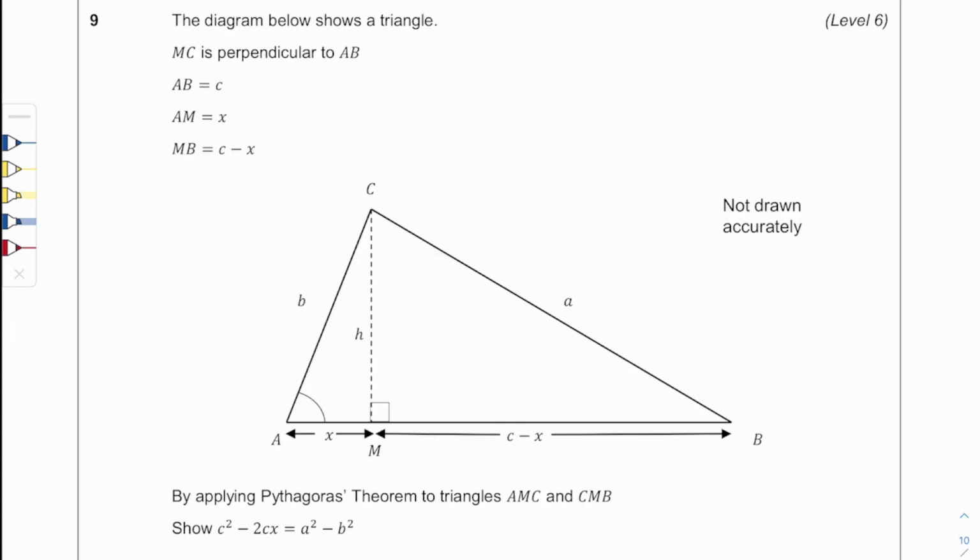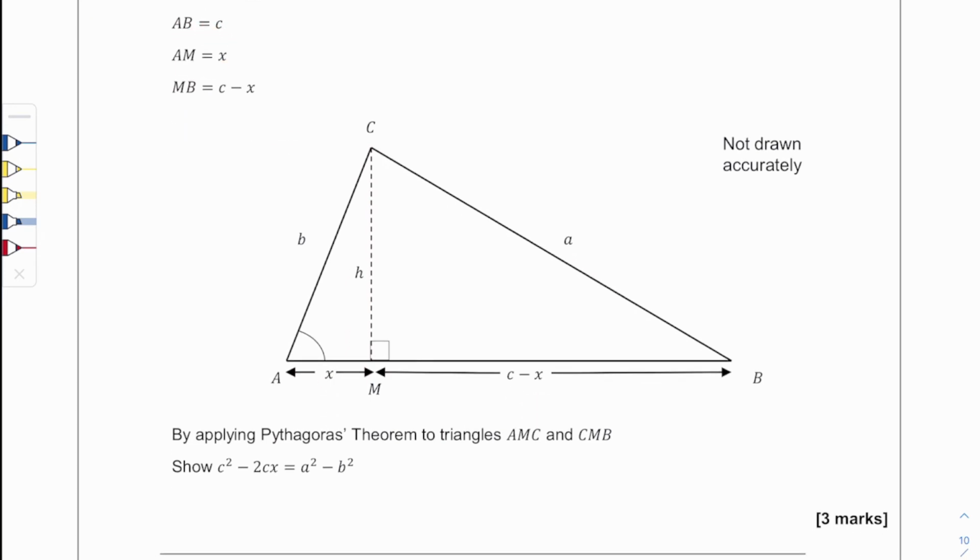Okay, so taking a look at question 9, we can see that we've got a diagram of a triangle, and inside the triangle we've got two individual triangles. Okay, so we're told first of all that MC is perpendicular to AB. We're then told that AB equals C, AM equals X, and MB equals C minus X, which are all labelled on our diagram. Right, so the actual question says at the bottom, by applying Pythagoras' theorem to triangles AMC and CMB, we need to show that C squared minus 2CX equals A squared minus B squared.